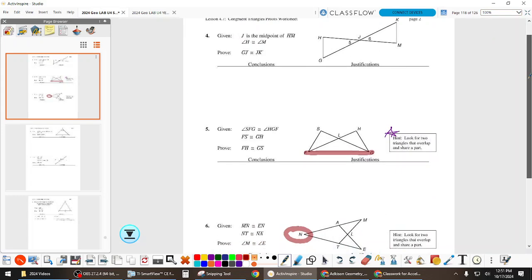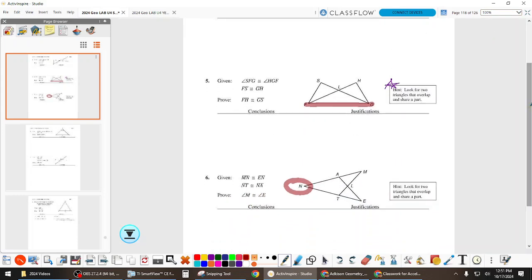So at a minimum, I'd like to do 5 and 6, but are there any others that you need help with? Okay. All right, well, let's do these. These are a good review of a number of things. So remember, this is the same as statements and reasons. No expectation that you do both.